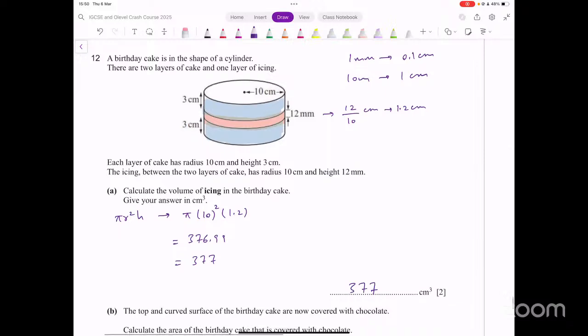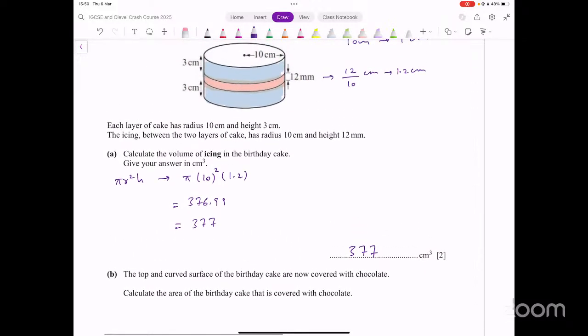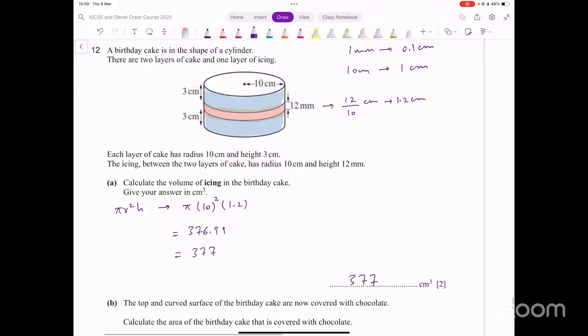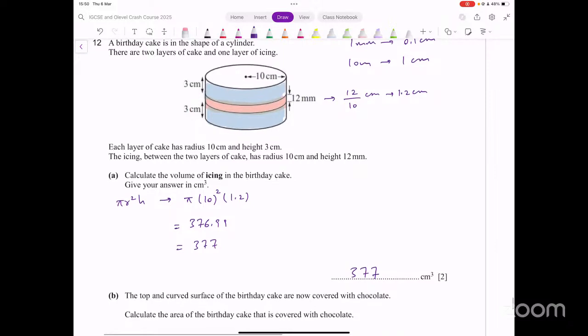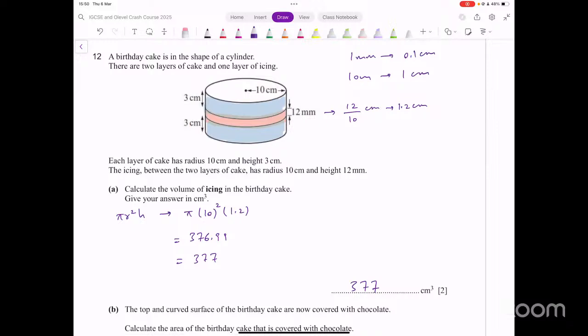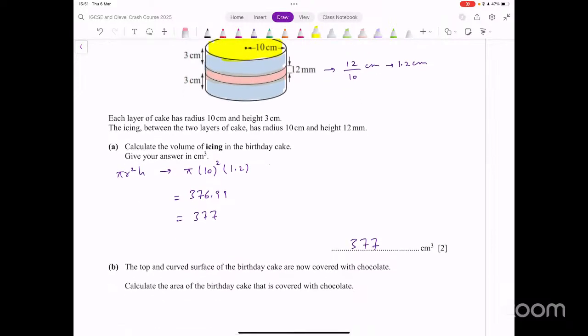Okay, let's move on. It says the top and curved surface of the birthday cake are now covered with chocolate. Okay, the top surface and the curved surface. They're now covered with chocolate. So it's the top surface, it's a circle, and the whole of the curved surface on the side. Calculate the area of the birthday cake that is covered with chocolate.